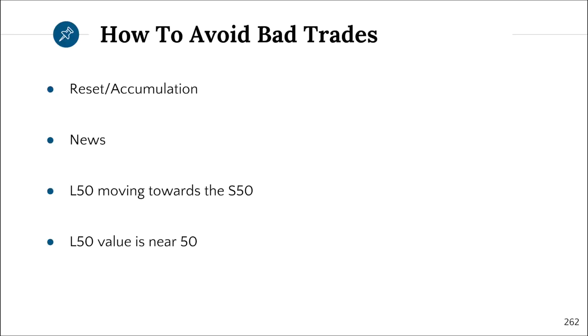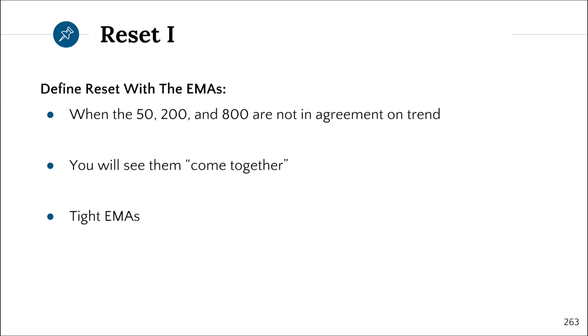In this chapter, I'm going to touch on how to identify reset or accumulation, which at this point you should understand has a lot to do with the TDI, liquid 50, stationary 50 positioning, RSI value, and things like that. We're going to touch on using news and how to avoid bad trades because of news events. And I'm really going to highlight in a couple chart examples how the liquid 50 positioning, how close it is to the stationary 50, and which direction it's moving really plays a part into avoiding bad trades.